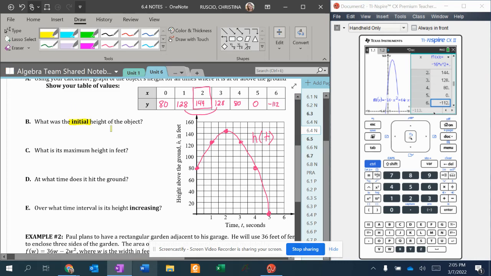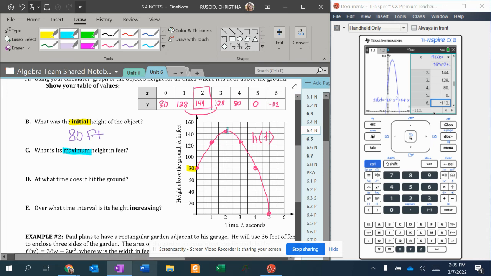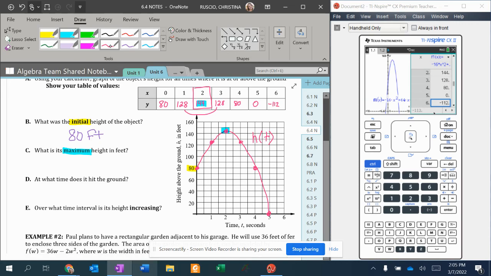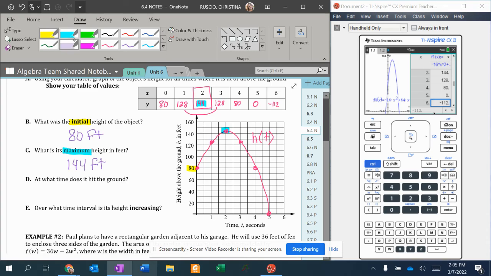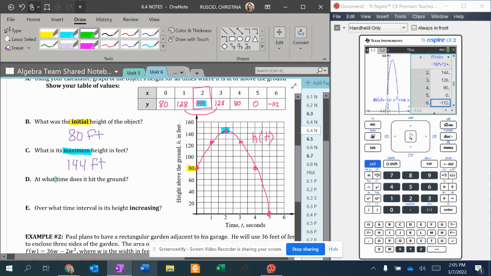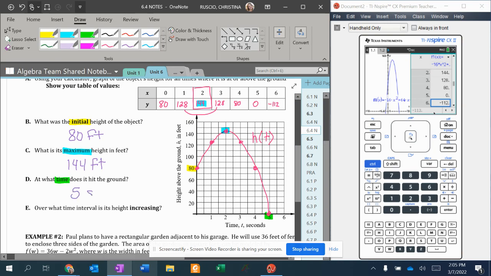What is the initial height, the starting height? If you said 80 feet, you're a rock star. What is the maximum height? So how high does this go? Well, that's in a few different places in our problem. It's our vertex, our turning point, 144 feet. At what time? And this is where people always make mistakes. Time is not in feet. Time is in seconds. It hits the ground over here at 5 seconds.